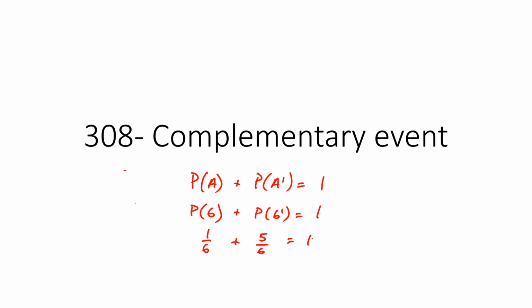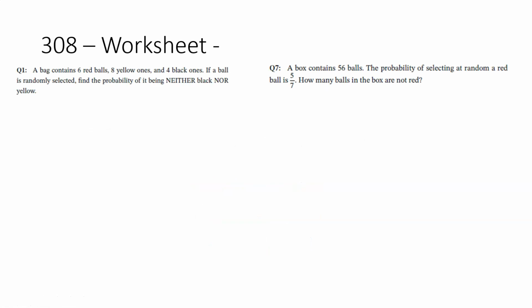Basically the questions from the worksheet are just to get you used to the language and used to doing different calculations. So question 1. I've just chosen 2 questions to give you a selection of the types of things you should be looking at. A bag contains 6 red balls, 8 yellow ones, 4 black ones. A ball is randomly selected. Find the probability of it being neither black nor yellow.